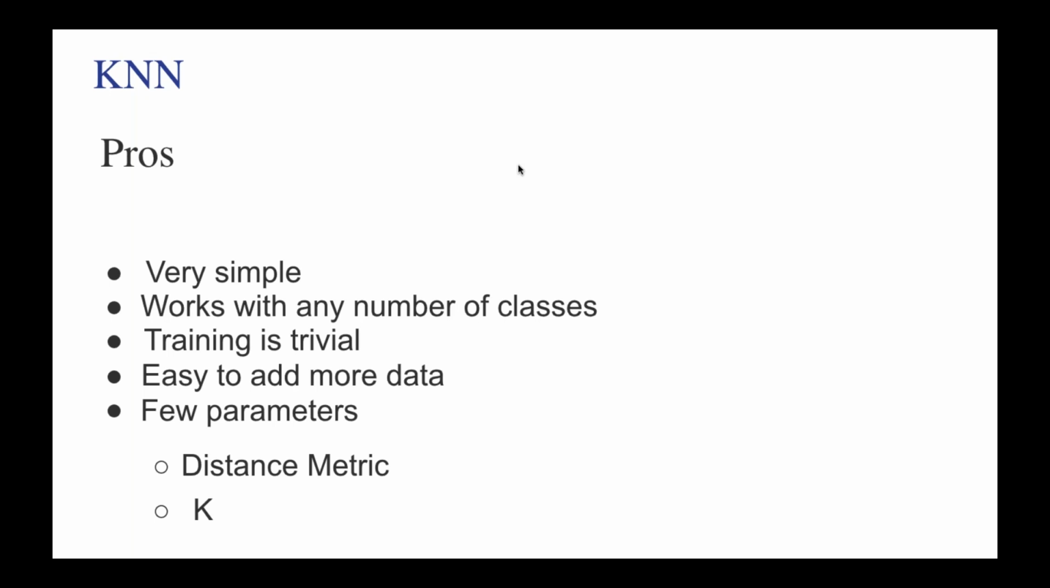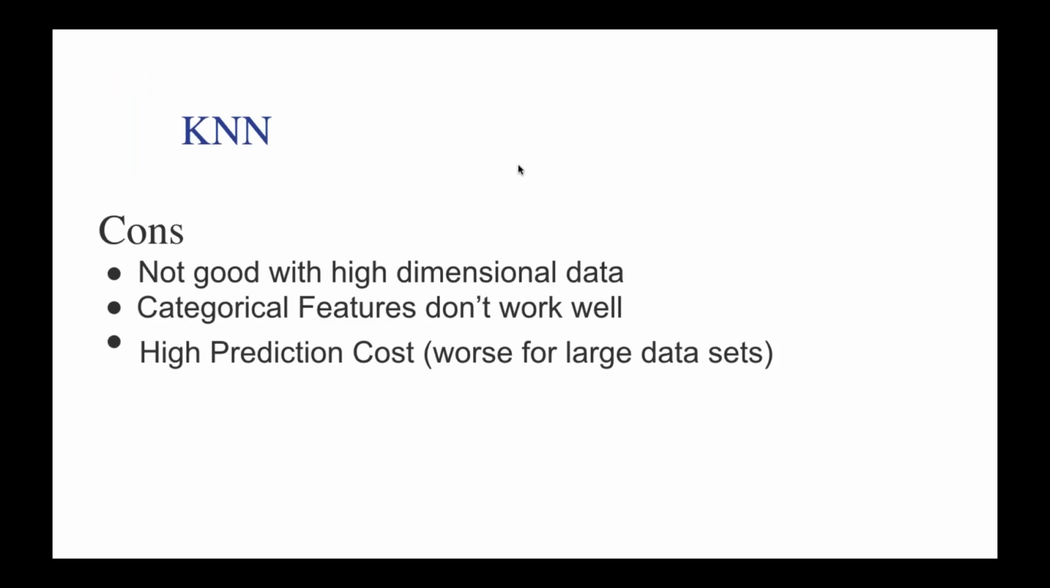And the distance metric, step number one, calculating distance. There we are using different distances, like Euclidean distance or Mahalanobis distance, whatever distance we want. And k is nothing but how many neighbors you want. So again, it is very simple, works with any number of classes, training is trivial, and it is easy to add more data. These are the advantages.